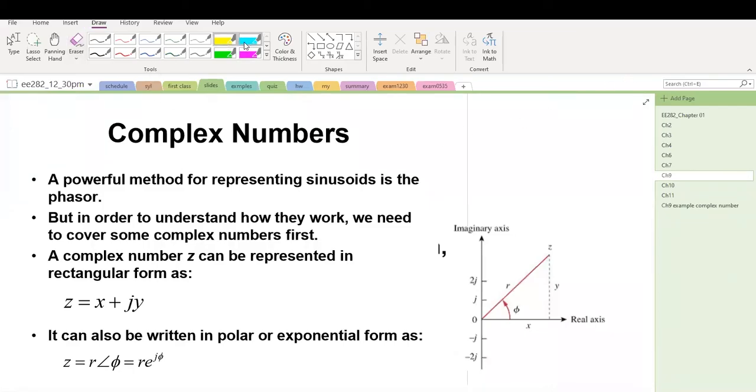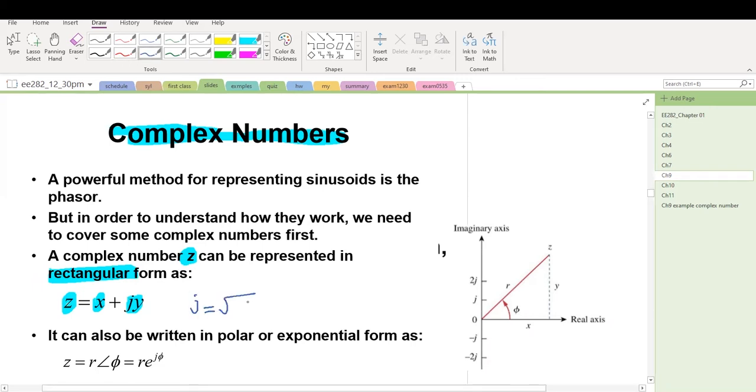In this video, we review the concept of complex numbers. A complex number z can be represented in rectangular form, z equals x plus jy, where j is the imaginary unit, the square root of -1. x is the real part, and y is the imaginary part.